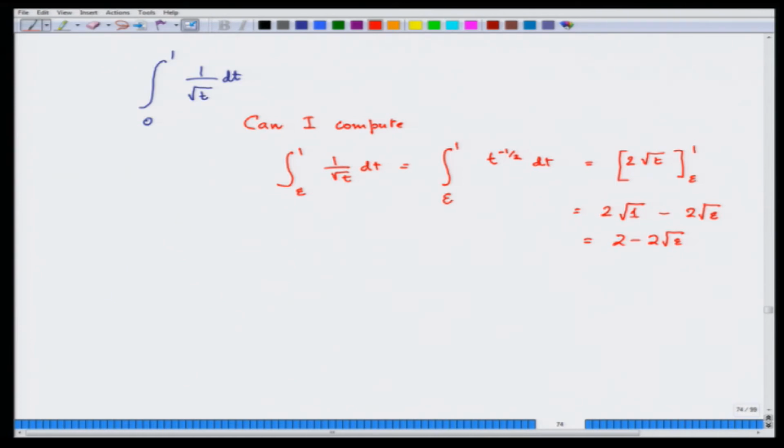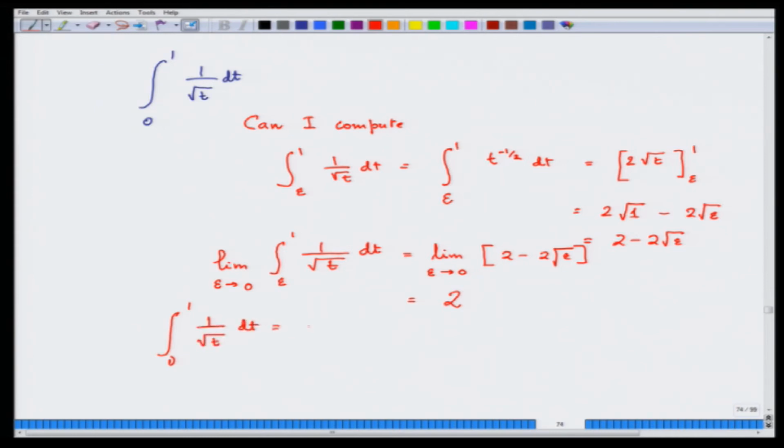Now, I will make this epsilon smaller and smaller, and then I will try to find the limit, what happens when epsilon goes to 0. So, this is another type of improper integral. So, basically we are computing the limit, and as epsilon is going to 0, this is 2 minus 2 root epsilon, and you immediately see that the answer is 2. So, now we can define the integral from 0 to 1 of 1 by root t dt as the limit as epsilon goes to 0 of the integral from epsilon to 1 of 1 by root t dt, and this is equal to 2.